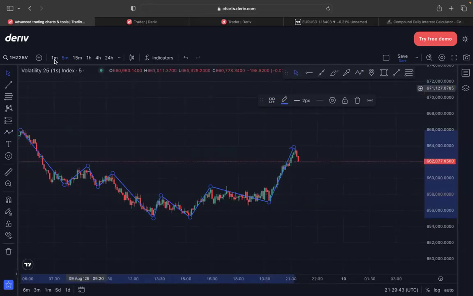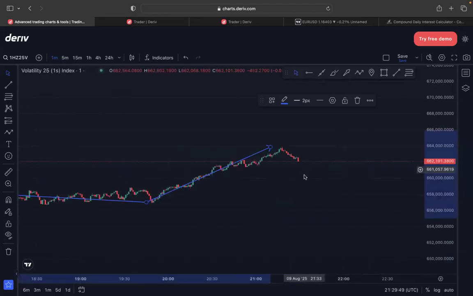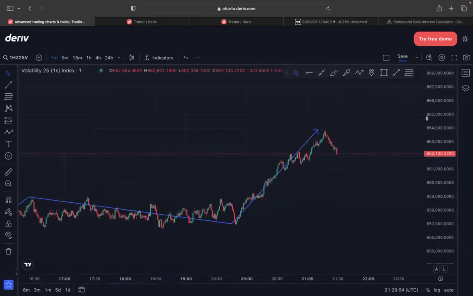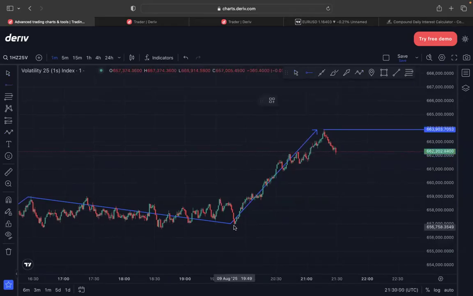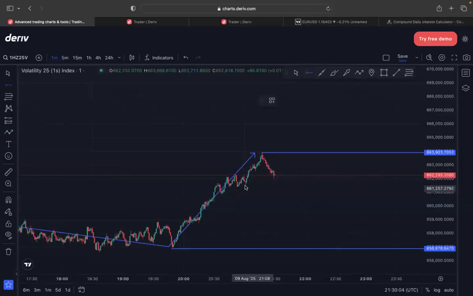So let's go down to the 1 minute to see if a change of character is applied here to confirm this. The change of character has not really happened, but then we're still taking this as our point of interest, the highest point, and then the lowest point here. So this here breaking through this level will confirm our change of character.